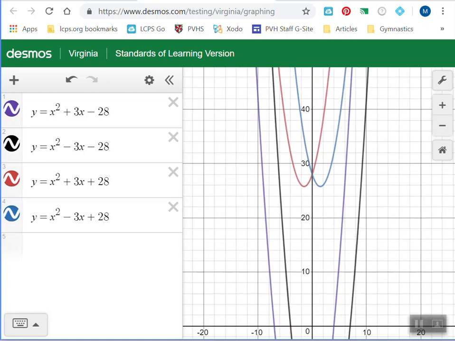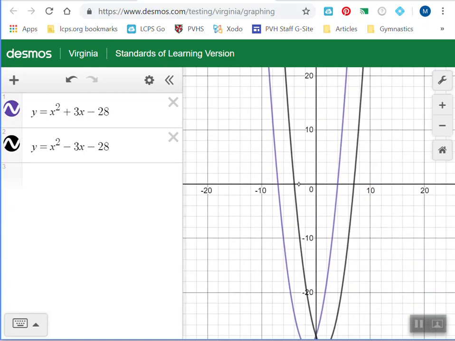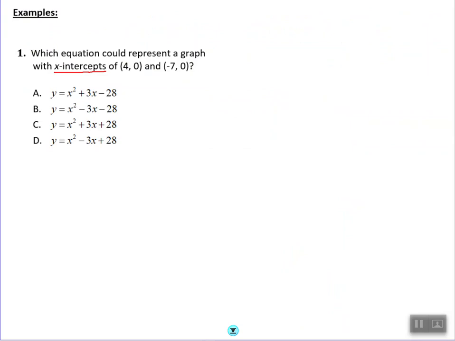The blue and the red ones don't have any x-intercepts, so we know that those are not the correct answers. So if we look at the purple one and the black one, we can look at the x-intercepts. The x-intercepts we wanted are (4, 0) and (-7, 0), which is the purple equation. So that is answer choice A.